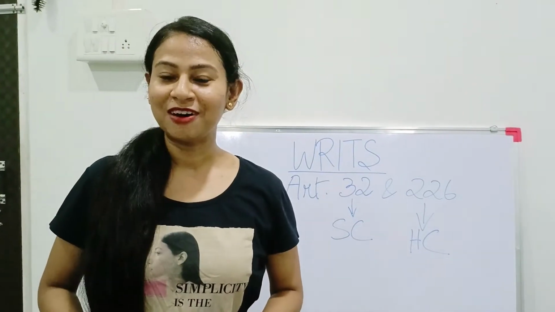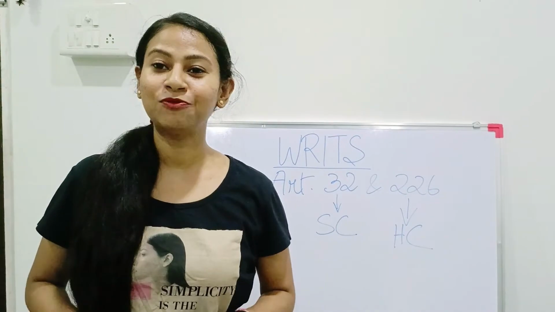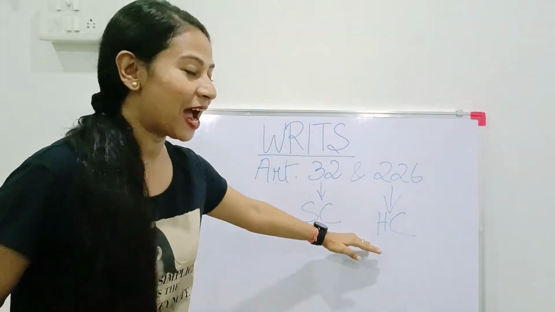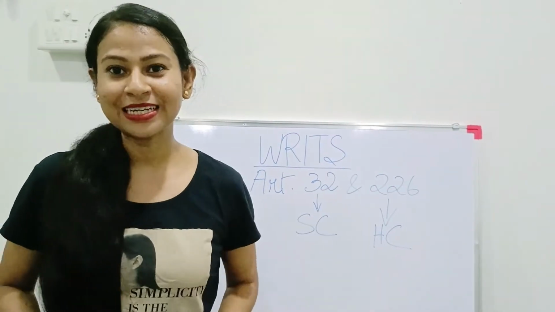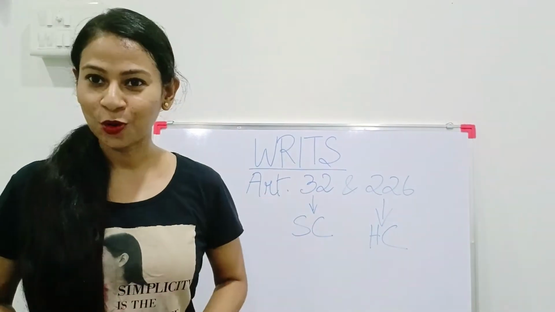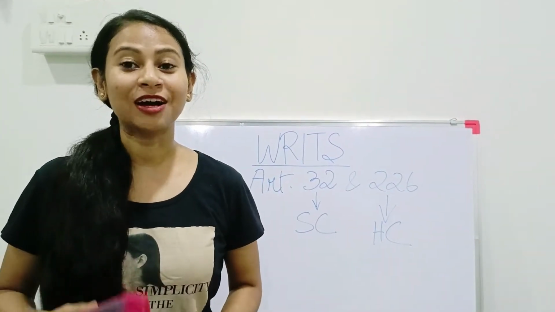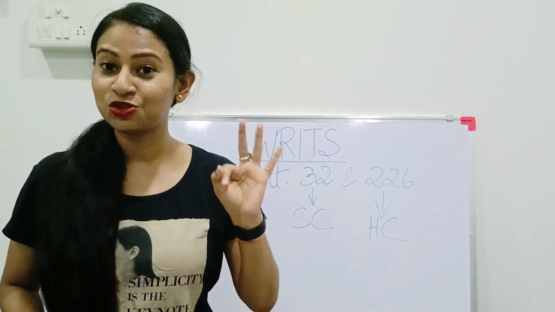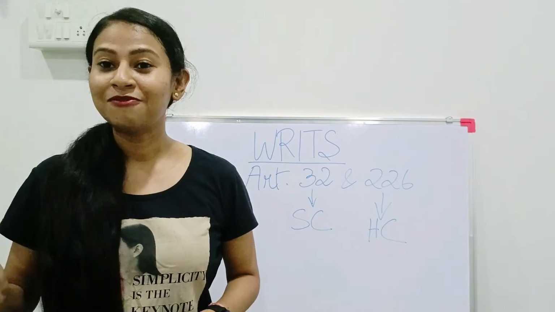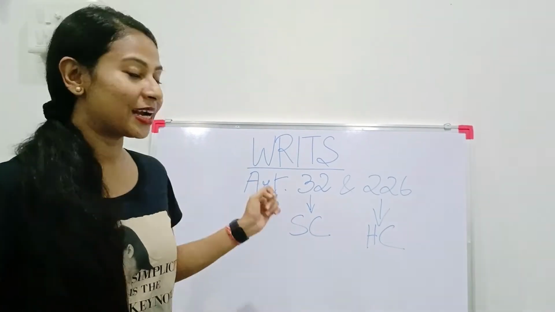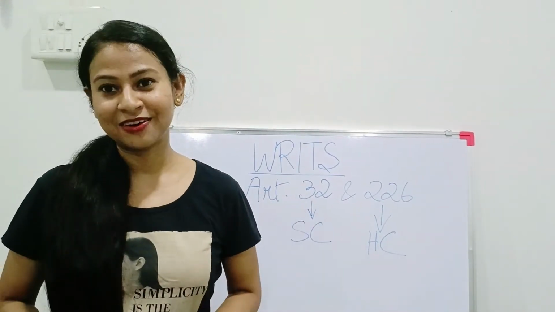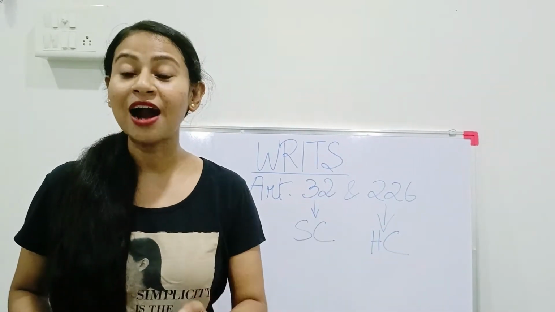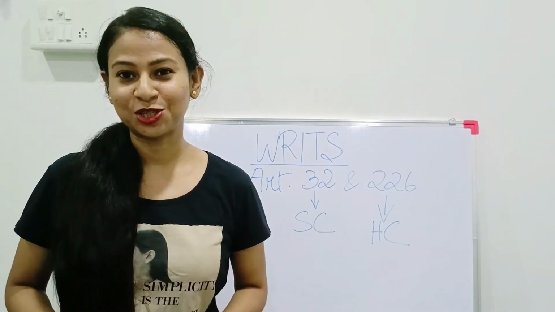If any of our fundamental rights are violated, then we can approach the Supreme Court under Article 32 and the High Court under Article 226. Articles 12 to 35, Part 3 of the Constitution, deal with fundamental rights. So basically, Article 32 is a fundamental right. B.R. Ambedkar said that Article 32 is the heart and soul of the Constitution.